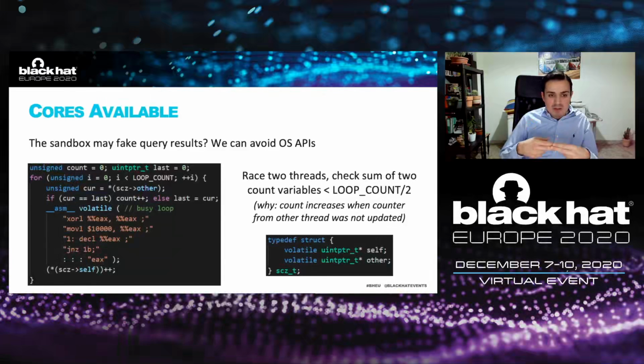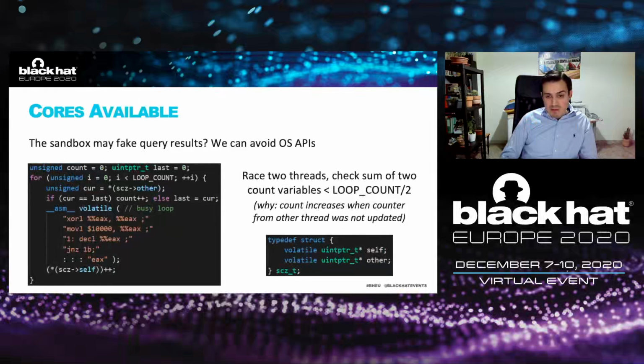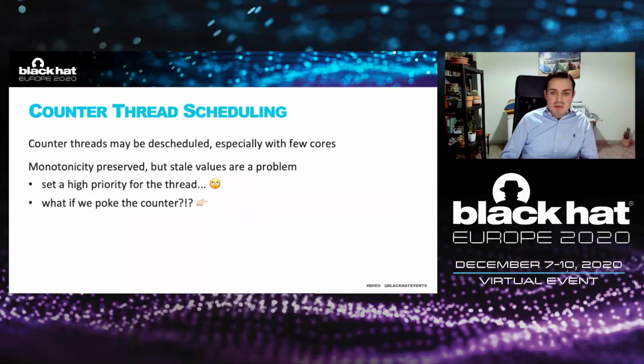So we make an observation and then we make another, and we check if in the meantime the thread has increased the counter. This mechanism is more complicated to intercept and fake for a sandbox. We have detection methods to determine whether we have enough cores to run our counter threads. There's still a problem though, that is the workload of the machine.